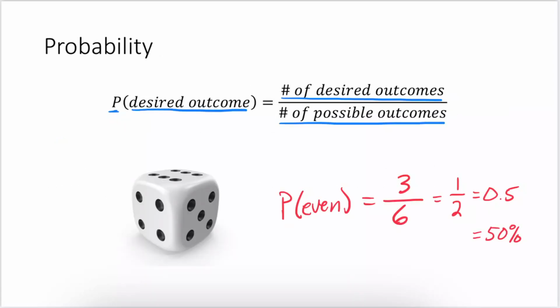So that's the basics of probability. And we'll get into some more advanced examples. But for all probability, what you're really just looking at is you're trying to find the ratio of the desired outcomes compared to the number of possible outcomes.